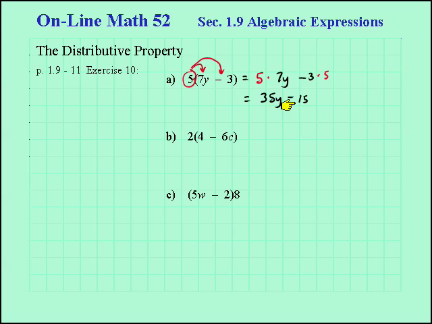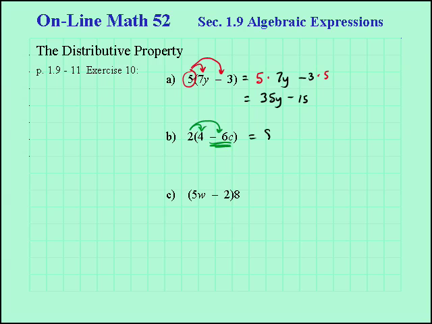By the way, these are not like terms, so they can't combine. We're done. Cannot combine. But again, it's just 5 times 7y and 5 times negative 3. 5 times 7y, 35y. 5 times negative 3 is negative 15. We could really do these in one step, and we probably should practice that. 2 times 4. 2 times a negative 6c. That's the whole term.